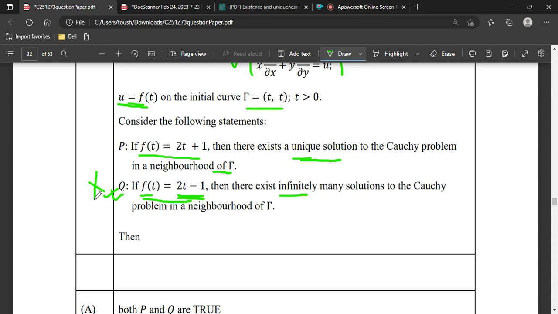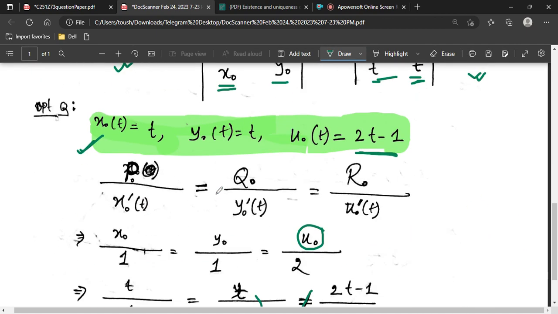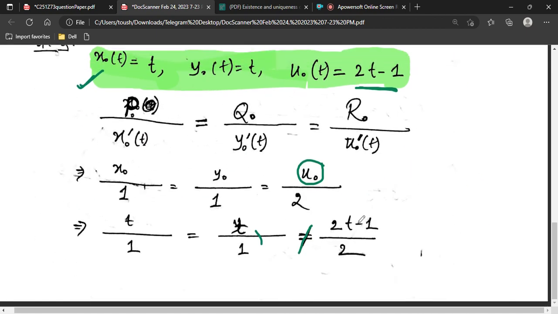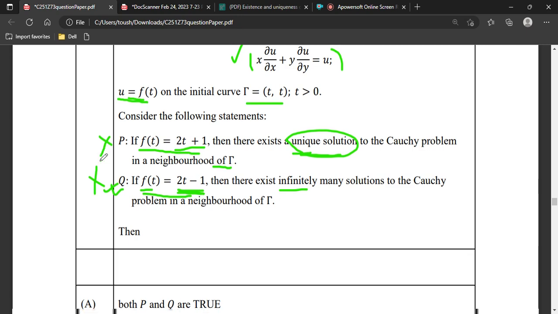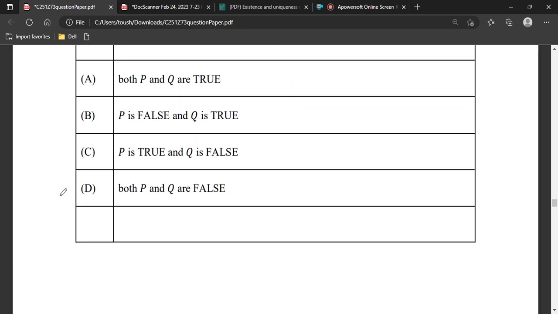Similarly, you can check option p. In option p, f of t is 2t plus 1, right? If you put in 2t plus 1, then your u0 will be 2t plus 1, and then also these three are not equal. That means for option p, if f of t is 2t plus 1, then also there does not exist any solution. If there does not exist any solution, then there will not exist a unique solution either. That means there is no solution even. So option p is also wrong. If both are wrong, which option will be correct? Option D is the correct option.